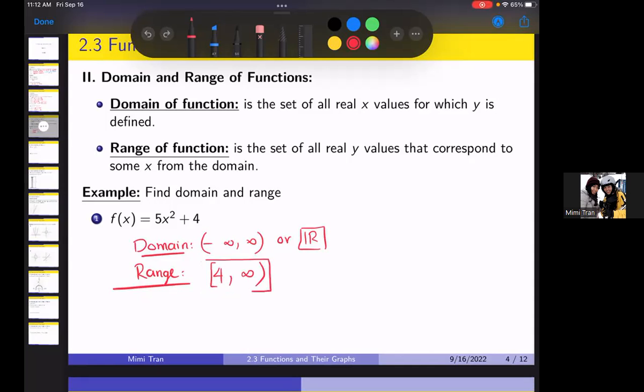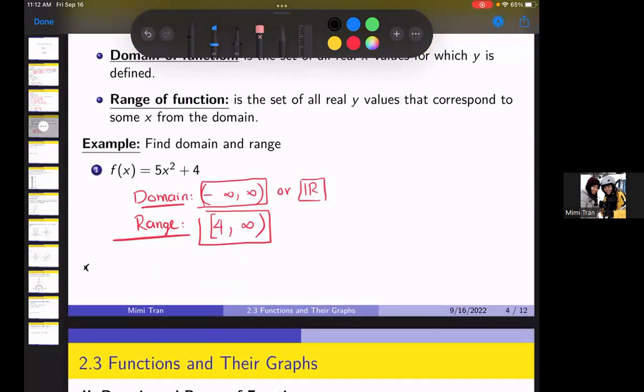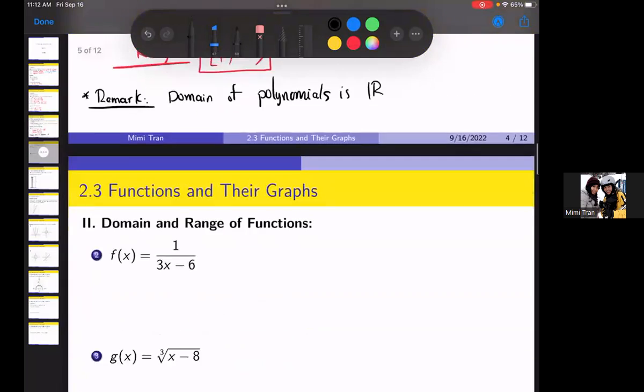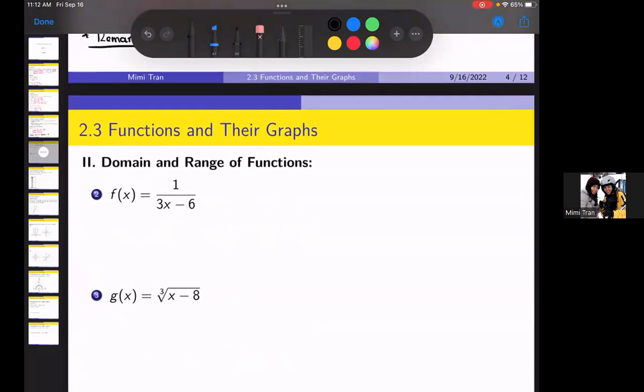Okay. Let me put a little note here. I'll remark: all polynomials, like x cubed plus 2x squared plus 5x minus 1, it's still all real numbers.